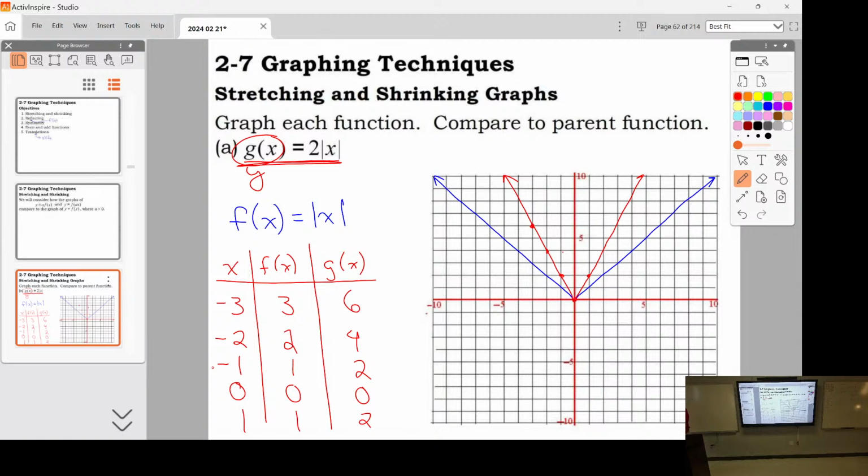Yes, sir. Yeah, okay, so the f of x is just like the absolute value of x. It's nothing special. Well, the special part about it is it's the parent function. So when I'm asking about what happened to the parent function, what happened to the original graph of absolute value of x? Well, what happened to it is it stretched vertically by a factor of 2. Okay. Other questions?